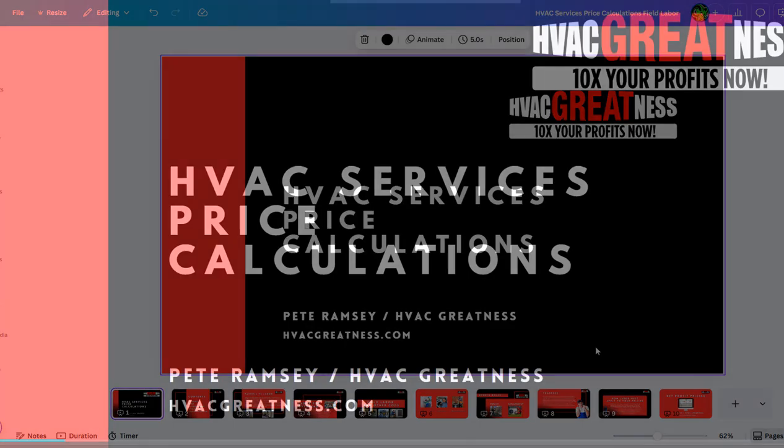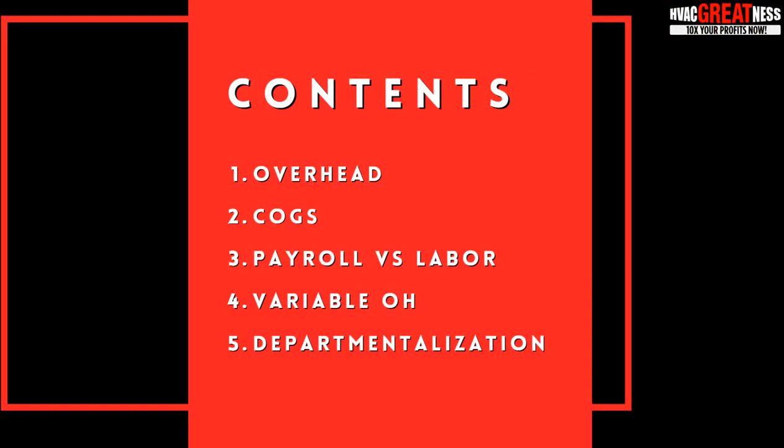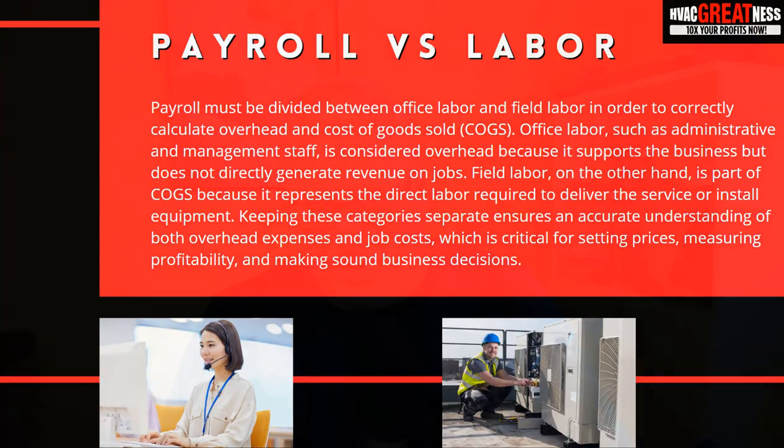I want to share this with you. This is a continuation of this particular program. We talked about overhead. We talked about cost of goods sold. We talked about payroll and how you need to, for your pricing at least, break certain labor out of the payroll, specifically field labor, what applies to a job. You've got variable overhead and departmentalization, but we're going to talk about the payroll versus labor part, okay?